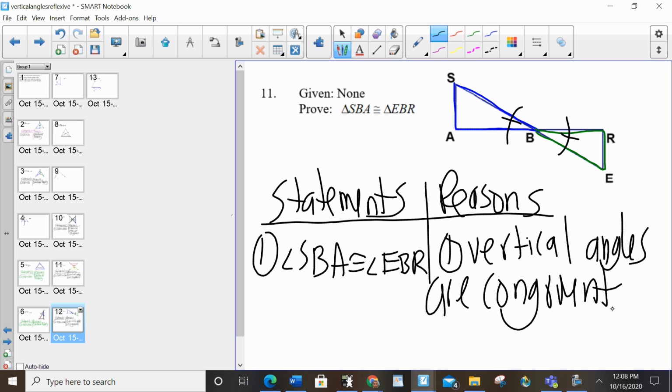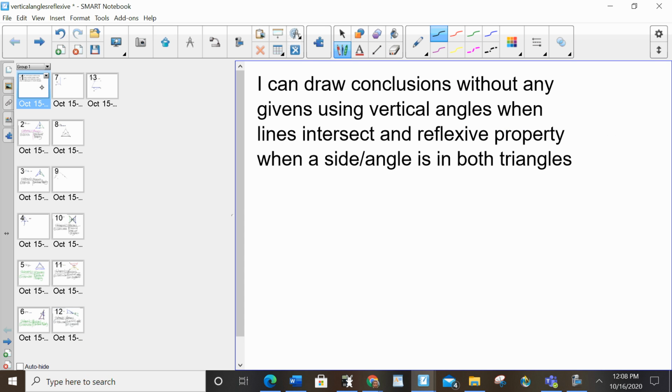So your classwork/homework is to finish this assignment, although I'm pretty sure I'm giving you a second assignment today as well. But you need this piece in order to do what we're going to be doing in a couple of days. So again, I can draw conclusions without any givens. There's only two things you can do without givens, and that's what we just learned about: vertical angles and the reflexive property. Vertical angles when you have an X, reflexive property when you have a shared side or angle.